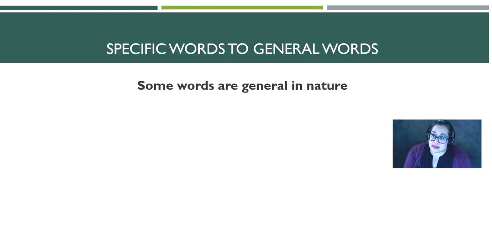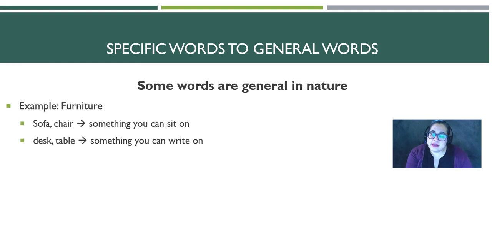So back to the English skills development book. The English skills development book tells us that there are specific words to general words. And so some words are just general in nature. An example that the book gives is furniture. Furniture can mean the sofa, the chair, the desk, or the table. But more specifically, when grouped together, a sofa and chair can mean something that you sit on. A desk and a table, when grouped together, can mean something that you write on. But broadly, we can group all of them together, we can group them separately, and call them furniture.